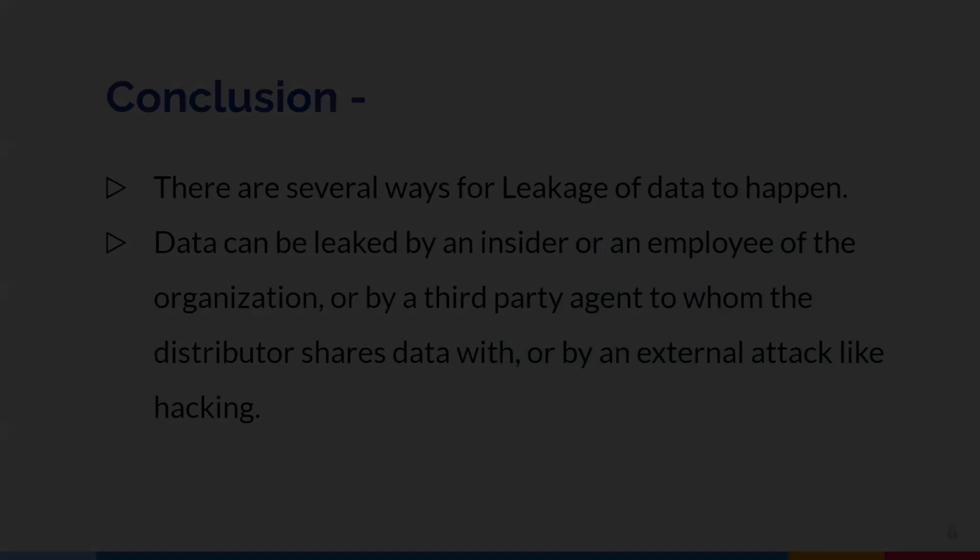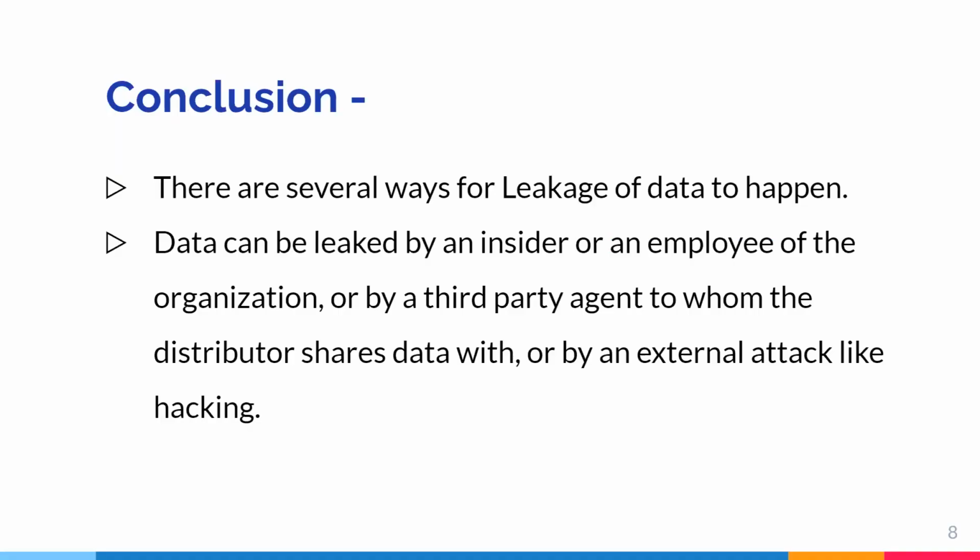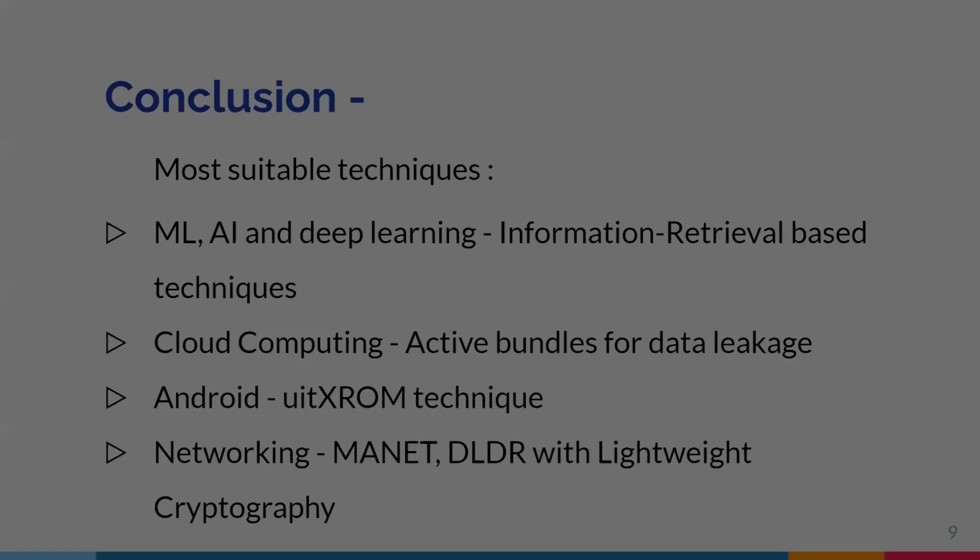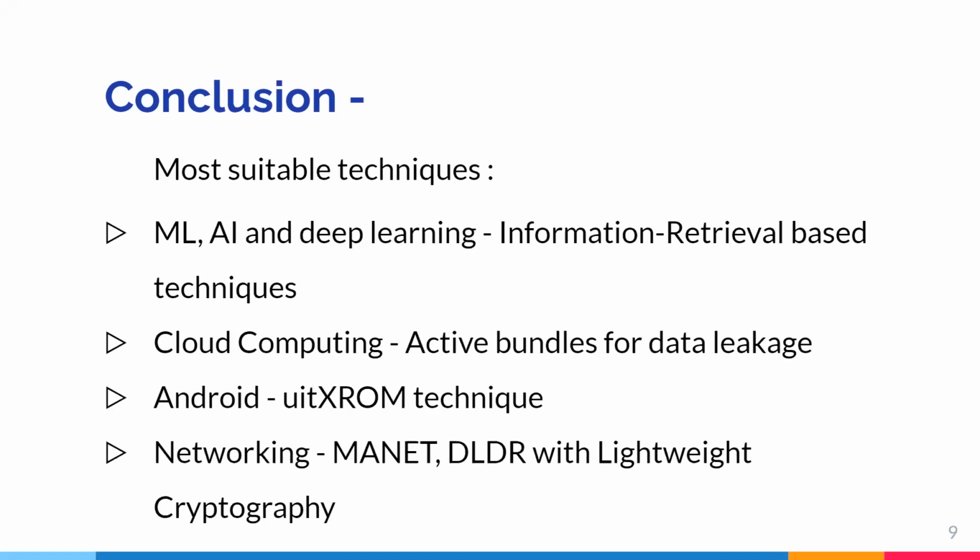So there are several ways for leakage of data to happen. The data can be leaked by an insider or an employee of the information, or by a third-party agent to whom the distributor shares data, or by an external attack like hacking. According to the troubles faced by an organization or a company, an organization can use appropriate methods, and they can be integrated with their systems, categorized by the various results and outputs of each technique. So these are the most suitable techniques that we found.